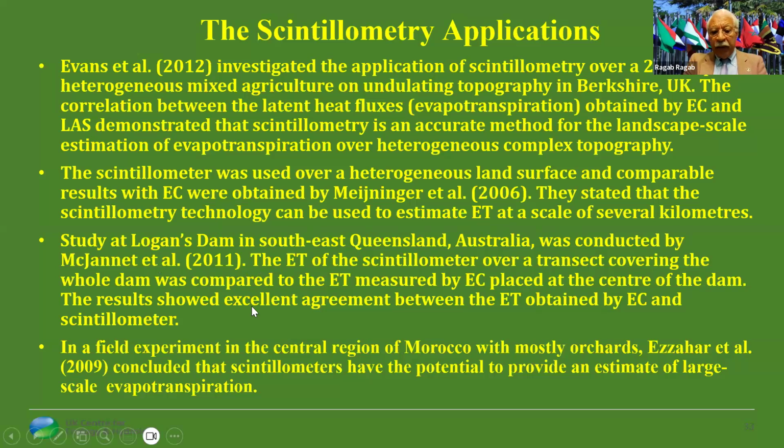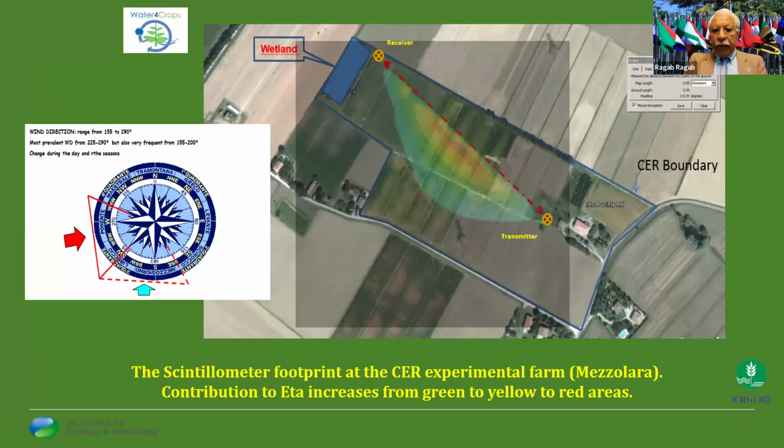In a field experiment in the central region of Morocco on orchards, they also found that scintillometers can be a potential device to provide an estimate of large-scale evapotranspiration. But so far, there's very little about scintillometer application in agricultural land or in conjunction with irrigation crop water requirement. So here we tried to do that.